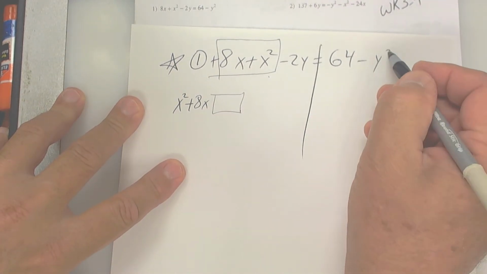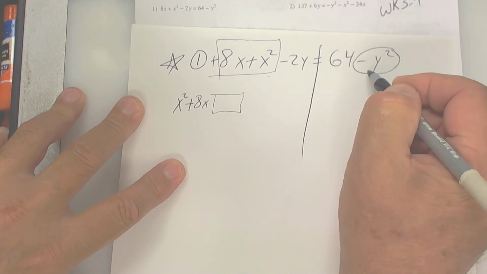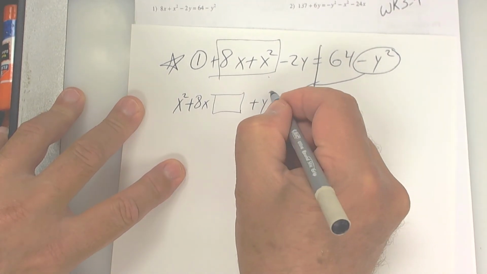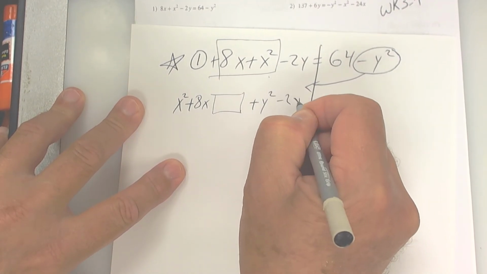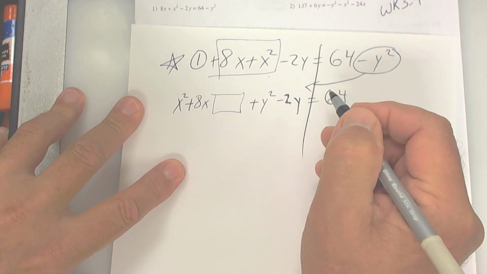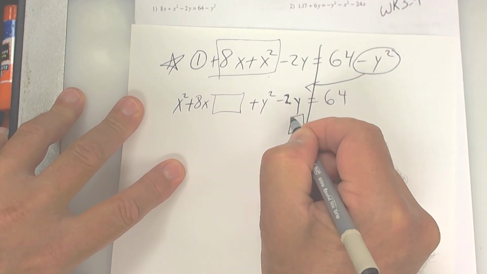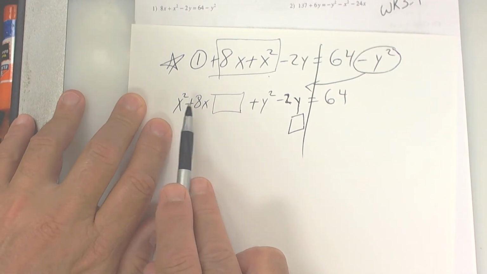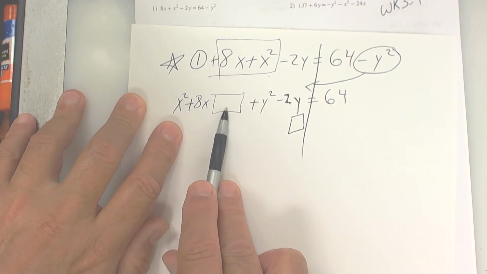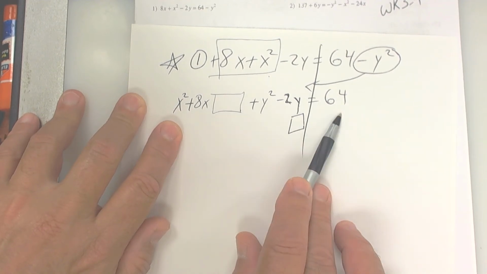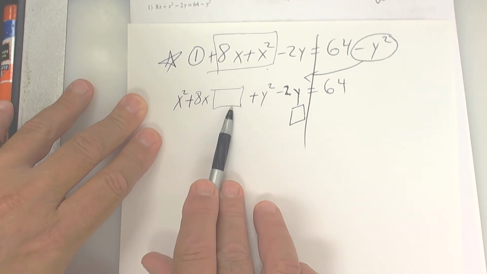And then here, you want to move this y squared to the other side. So that becomes a plus, it changes, minus 2y equals 64. Now I should have left a space over here as well. So I have x squared plus 8x, and then something, and then y squared minus 2y, and then something equals 64. Now here's how you complete the square.